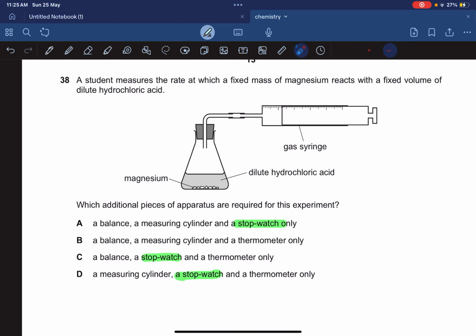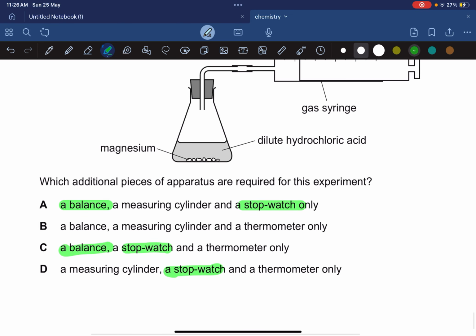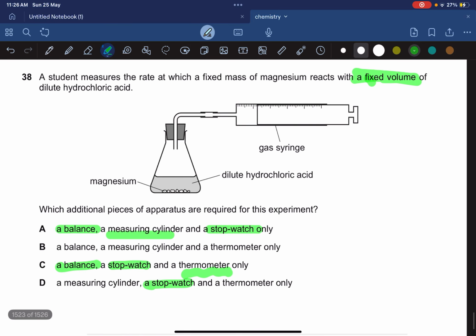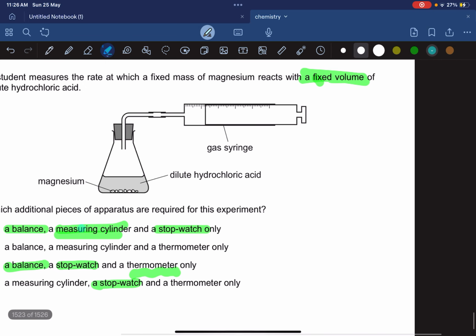So we have a fixed mass. To measure a fixed mass of magnesium, we must require a balance as well. So a balance, and now the only things left are a thermometer and a measuring cylinder. Secondly, we have a fixed volume. To measure a fixed volume, we should require a measuring cylinder, not a thermometer, which makes option A correct.